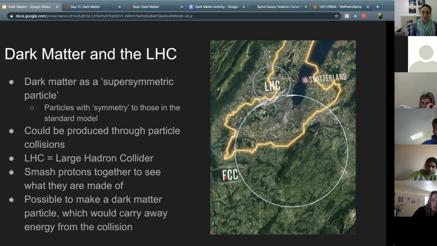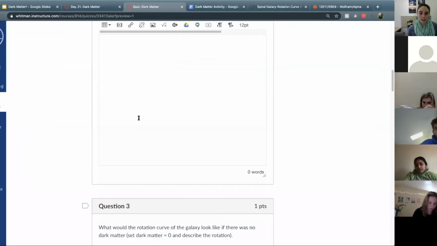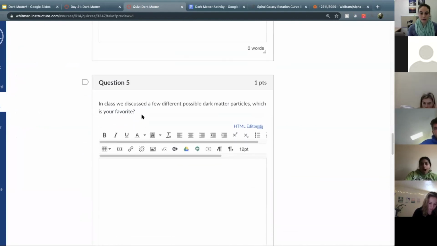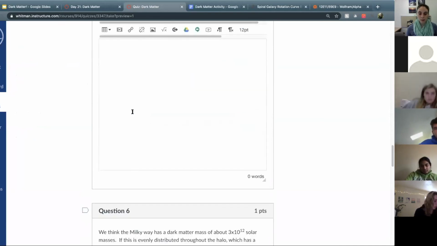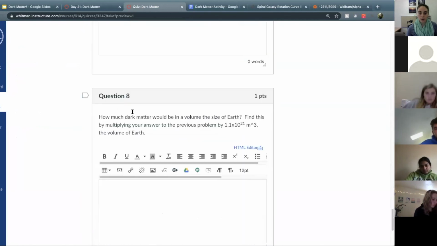Any other questions about anything? Okay, so now you should have enough information to finish up this activity. So question 5, you're just going to pick your favorite of those 3 dark matter particles, so MACHOs, WIMPs, or axions, and tell me why. And then questions 6 through 7 walk you through a bit of math to figure out how much dark matter there currently is in the Earth.